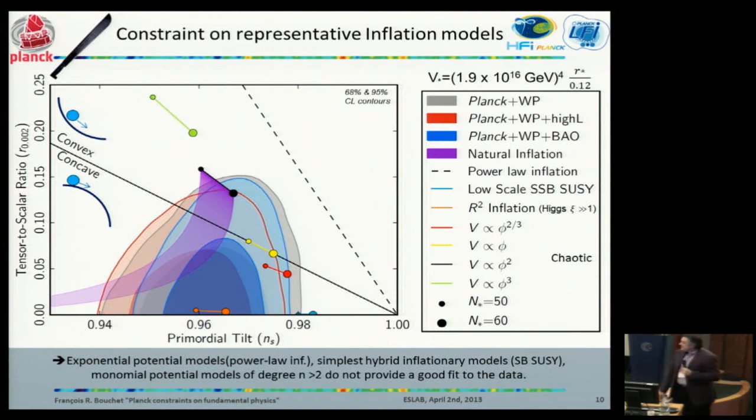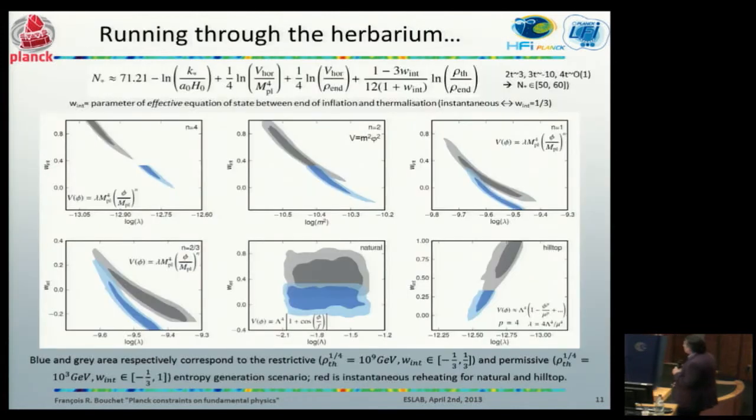When you look in this n_s versus r, the tensor-to-scalar ratio, plane, this is how they fit. You clearly see that there is already quite a bit of tension for some models. There is a tendency to prefer concave models, and hilltop would be pretty natural. On the other end, chaotic inflation with high powers would not be favored. So this is a standard plot, but then we can go a little bit further than that.